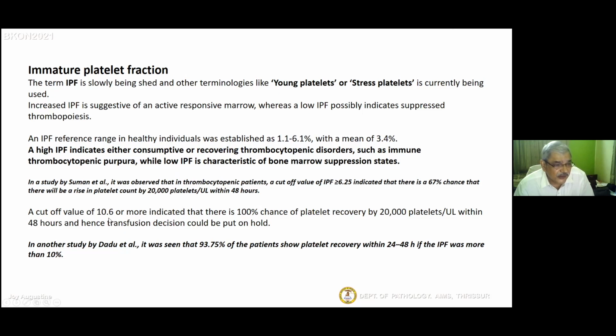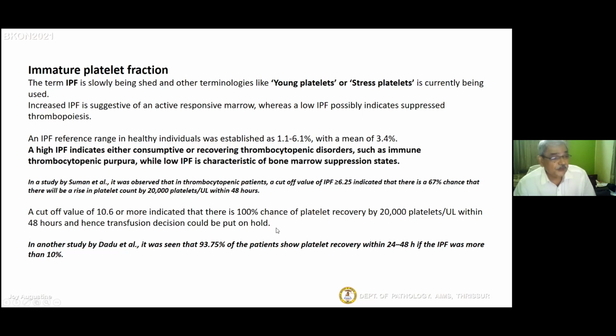Now, the cutoff value: this is a study by Suman from India. A cutoff value of 10.6% or more indicated that there's a 100% chance of platelet recovery by at least 20,000 platelets within the next 48 hours, and hence the transfusion decision could be put on hold. Now, a large number of studies have mentioned this.